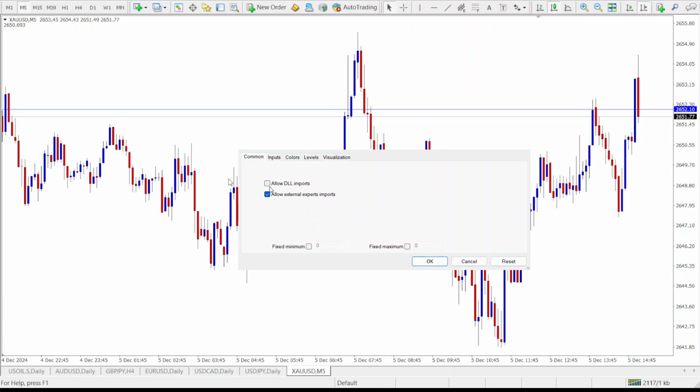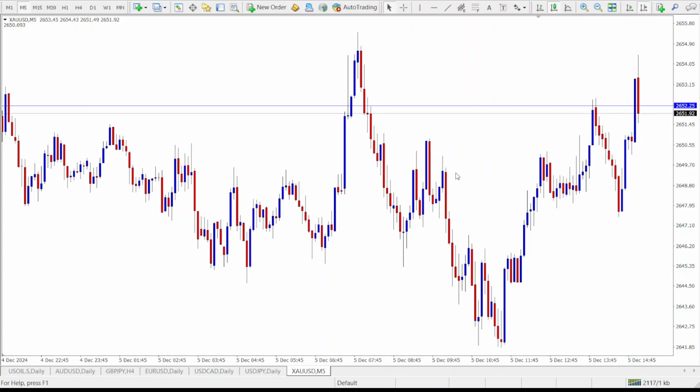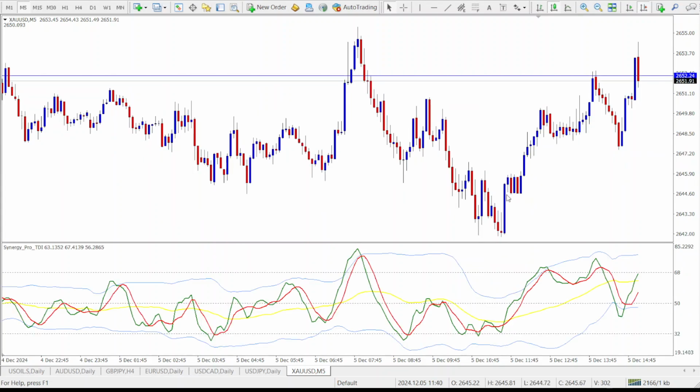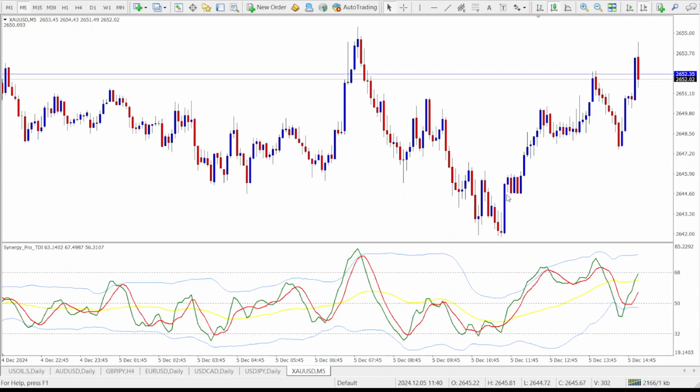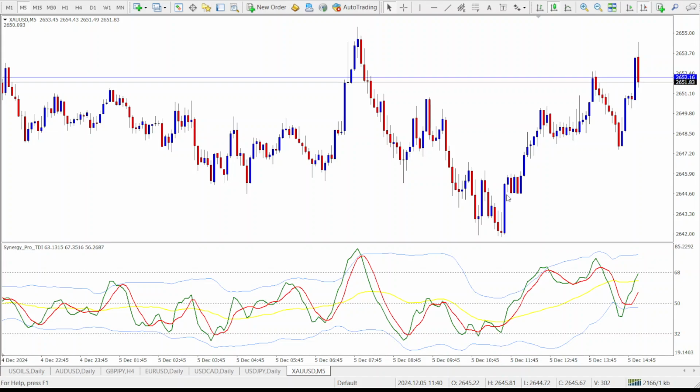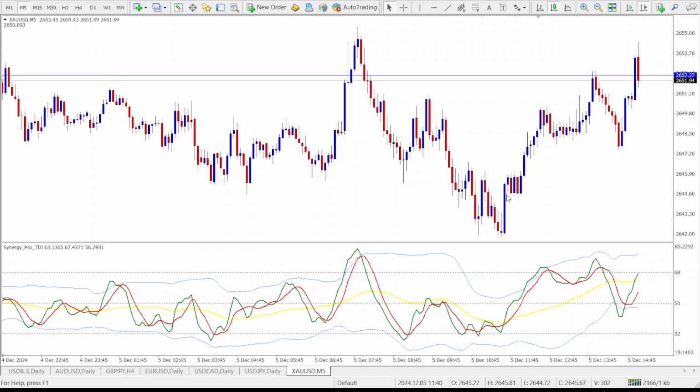So as we can see, this is how the indicator looks. As I was explaining, it is built on the concept of synergy. The indicator integrates moving averages, relative strength index, and Bollinger Bands, to give traders a holistic view of market trends and momentum.